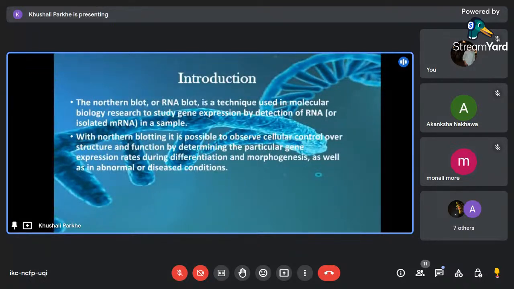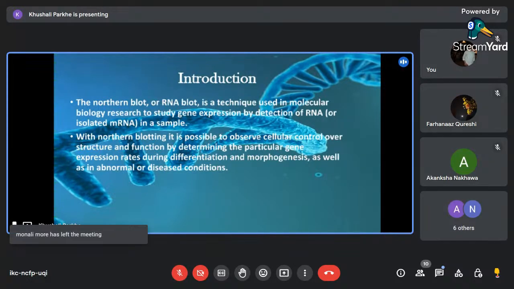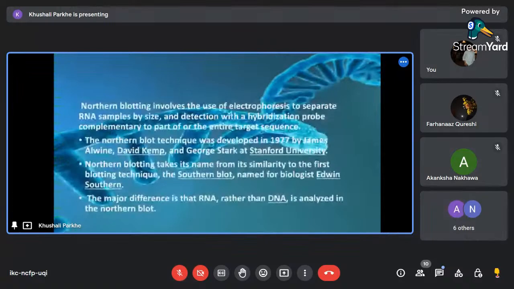The Northern blot or RNA blot is a technique used in molecular biology research to study gene expression by detection of RNA or isolated mRNA in a sample. With Northern blotting, it is possible to observe cellular control over structure and function by determining the particular gene expression rates during differentiation and morphogenesis, as well as in abnormal or diseased conditions.